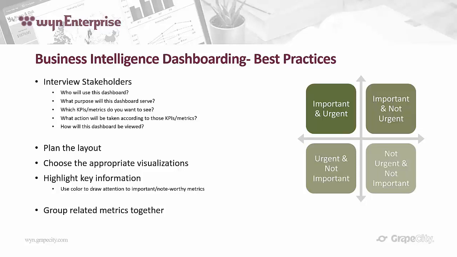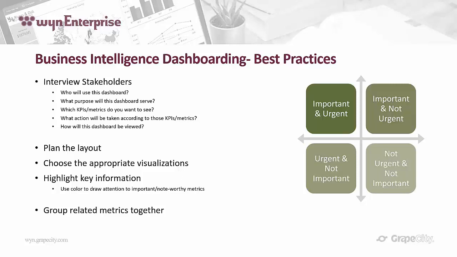So moving on, planning the layout. Look at this visualization on the right-hand side here. This is more on the psychology side of things than anything, but when you're looking at a screen, the first thing that your eyes are drawn to is the top left. Moving on is the top right. Important and not urgent. So the top left should be your key KPIs. So that question of which KPIs and metrics do you want to see, put those in the top left. That's going to be your key takeaways.